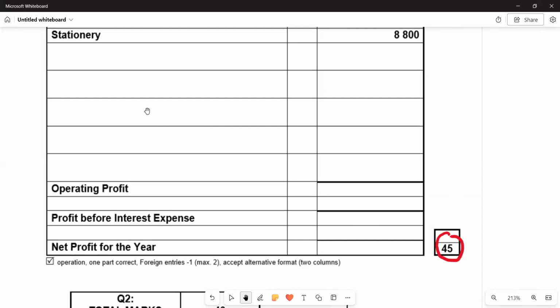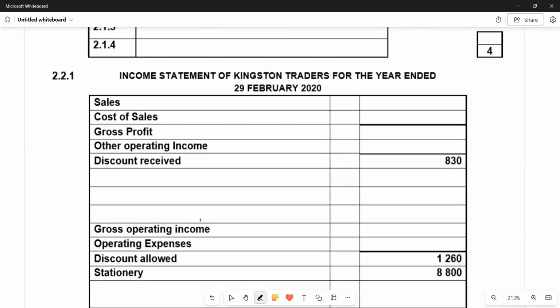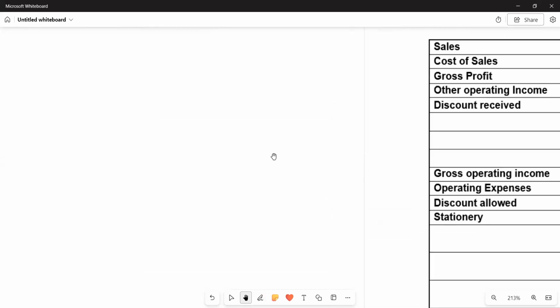So we go to the beginning of our income statement. We see that we've got sales, so we're going to start by entering the figures for sales. Obviously we go to the trial balance, or the list of balances that you are given, and check the figure for sales that is there. Then we can make any adjustments that may need to be done. So going to the question.